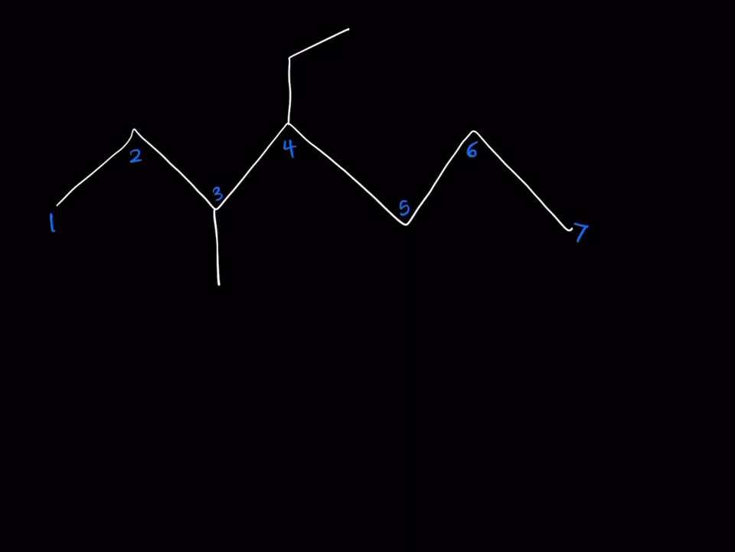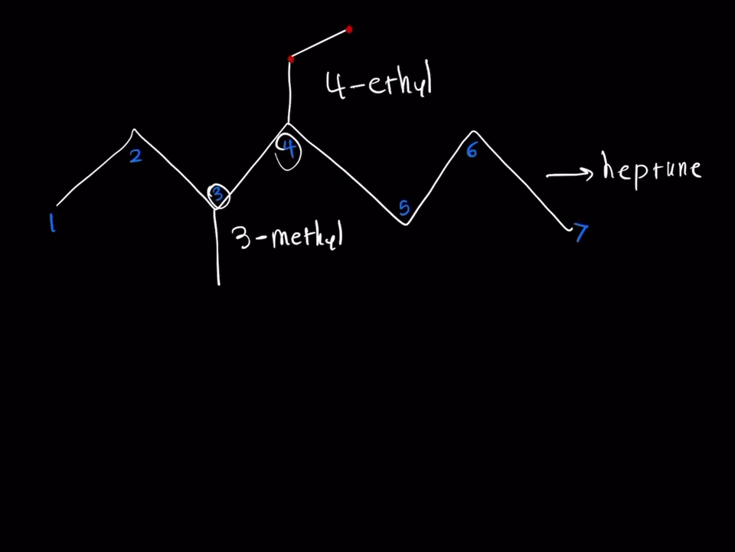So the name of the parent chain is heptane because it has 7 carbons. We have a methyl on position 3, so it's going to be 3-methyl. And we have an ethyl because the substituent has 2 carbons, and it's on position 4, so we're going to call it 4-ethyl.